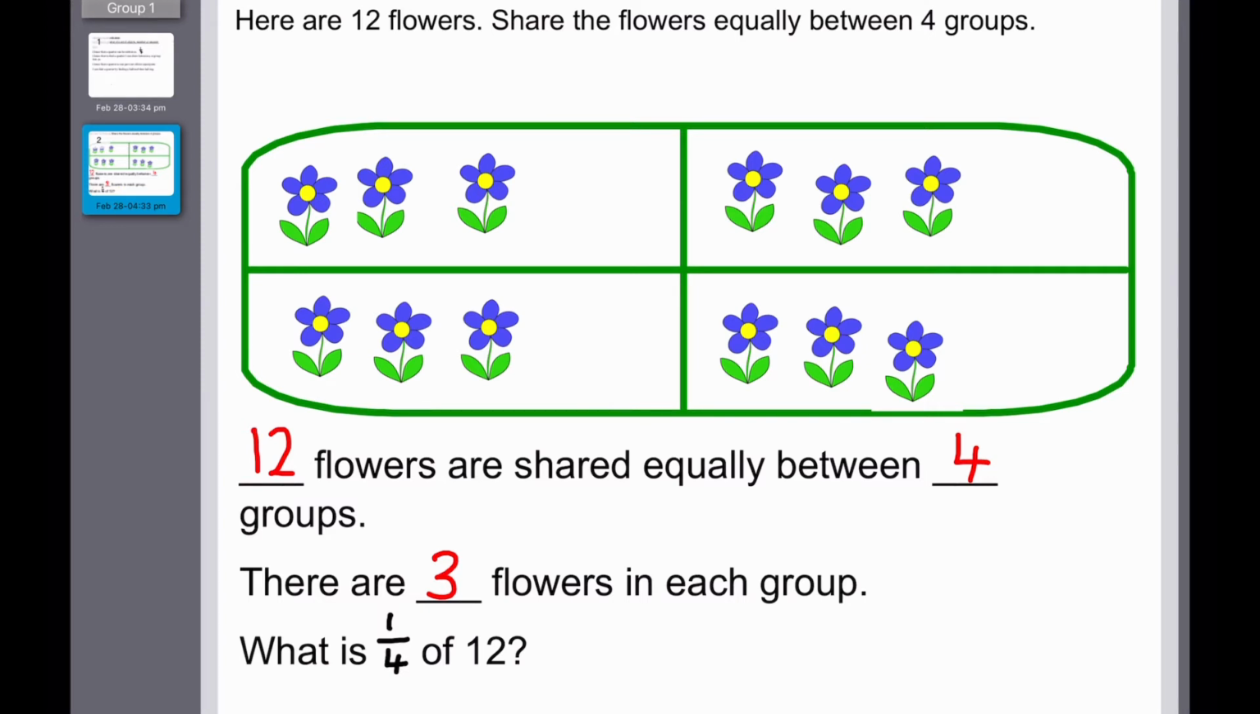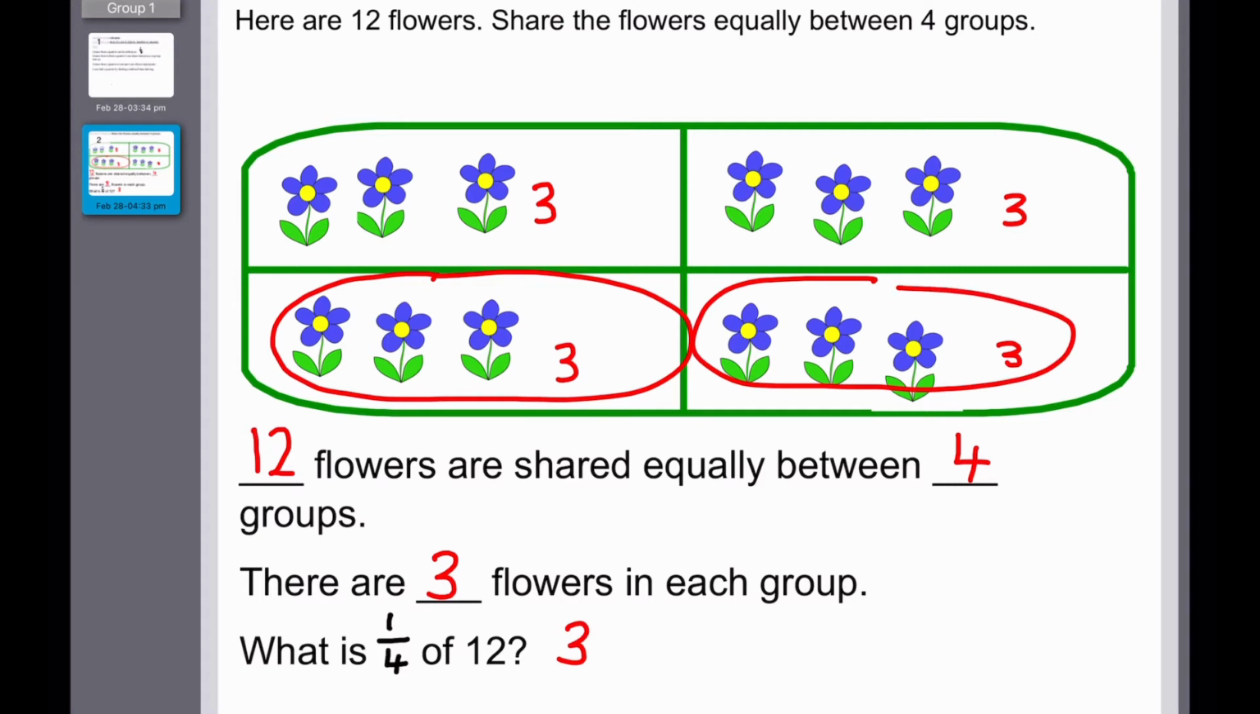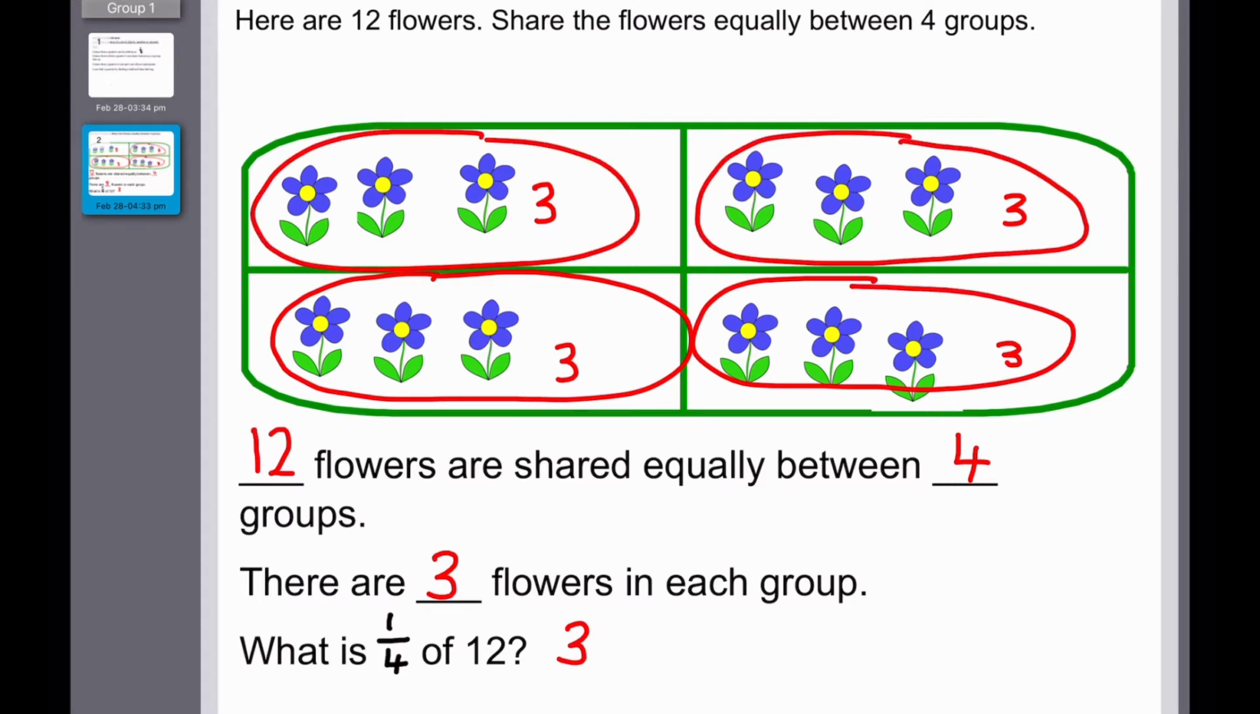So what is 1/4 of 12? Three. The flowers have been shared equally into 4 groups. 3 in this group, 3 in this group, 3 in this group, and 3 in this group. 1/4 is 3. Each part of the garden is a quarter. In every quarter there are 3 flowers.